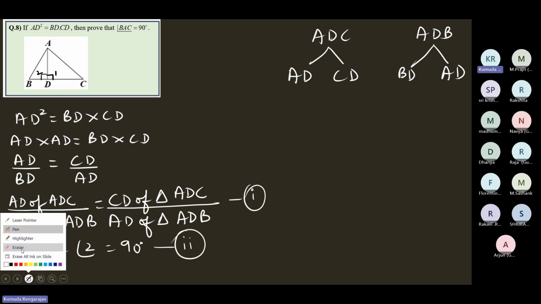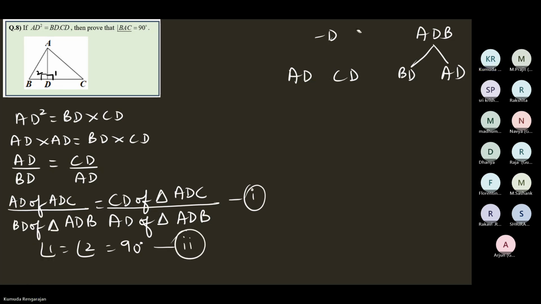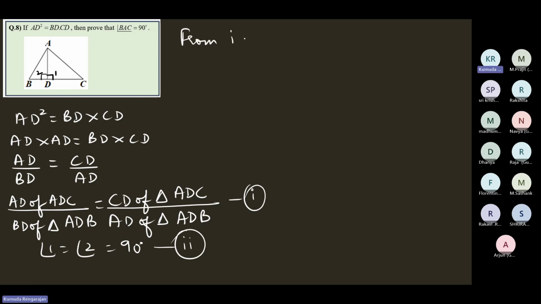So from 1 and 2, the triangles are similar to each other because sides are proportional and the included angle is equal. Sides proportional, included angle equal. So by the SAS similarity criterion, the two triangles are similar to each other.